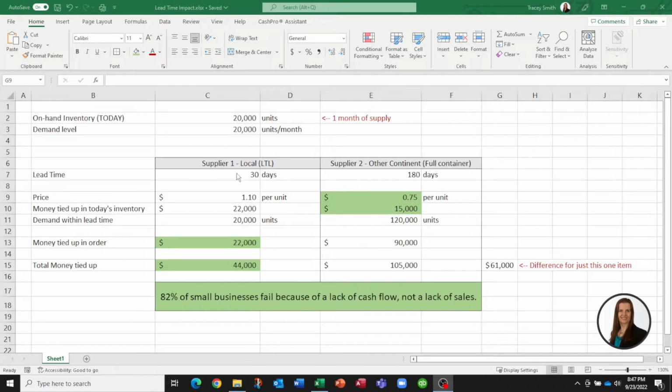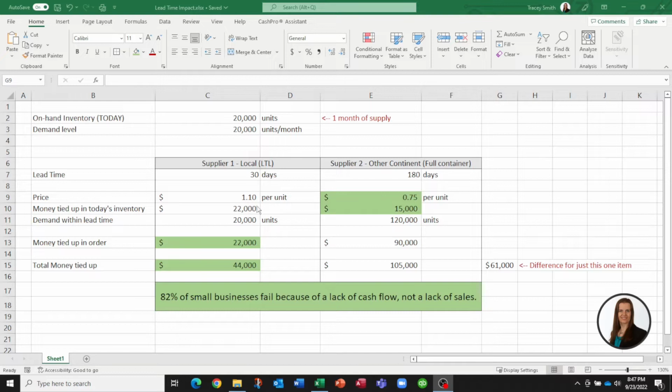The first supplier tells you that if you order, they can get your order delivered to you within 30 days. But it's going to cost $1.10 per unit. Your second choice is a supplier that's on another continent, and you have to order a full container, which is much larger, and they are going to take 180 days to get your order to you. Now, the advantage is that they are going to charge you 75 cents per unit, whereas supplier 1 is going to charge you $1.10. Now let's take a look at the cash flow impact.